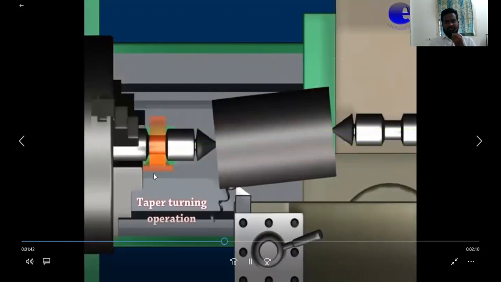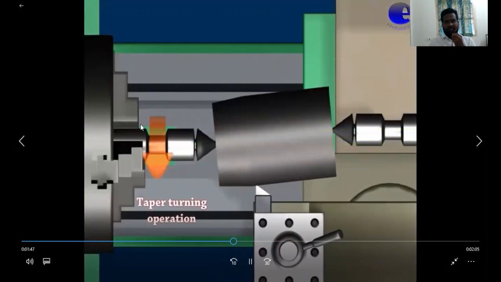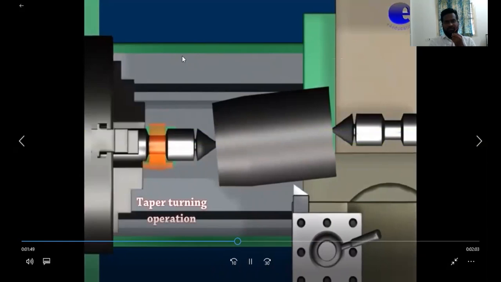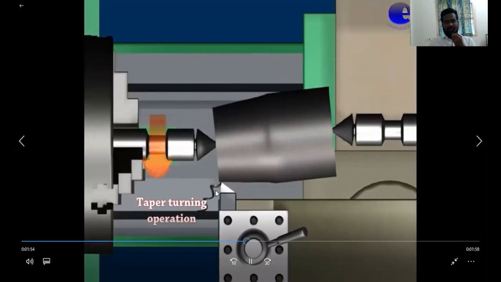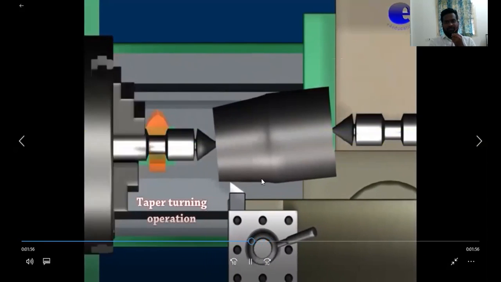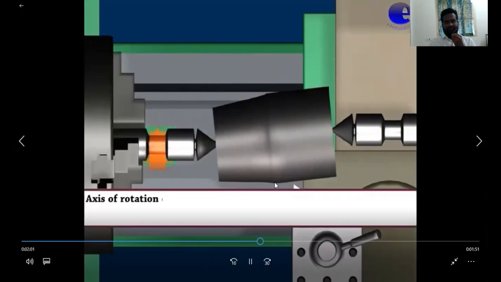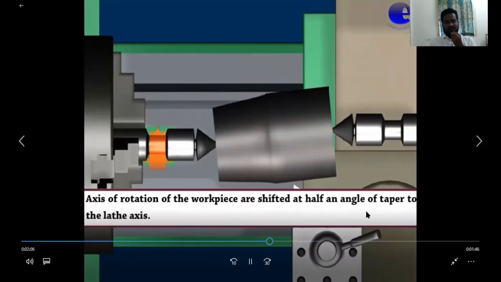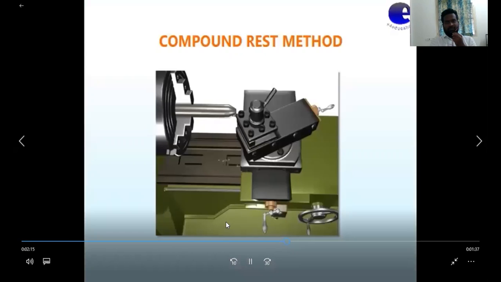The taper turning operation is done, and the workpiece is rotated in anti-clockwise direction. So we are removing the material, and that taper shape is formed. The axis of rotation of the workpiece is shifted by half the angle of taper to the axis. In the tailstock set over method, you know already the formula.